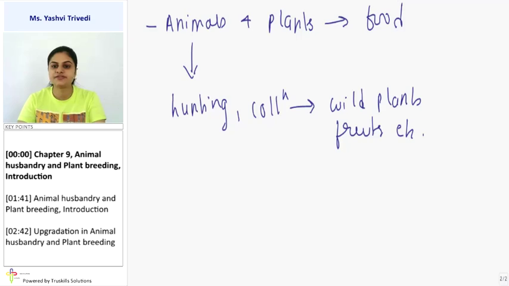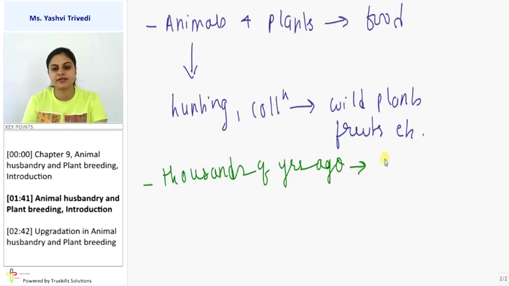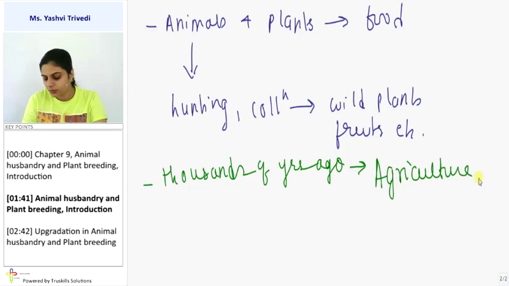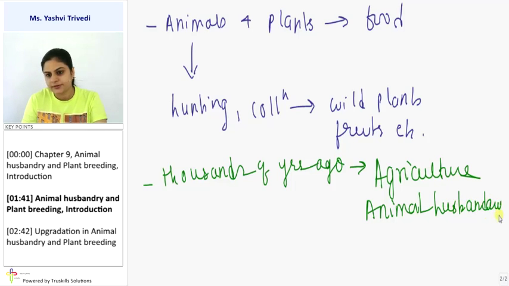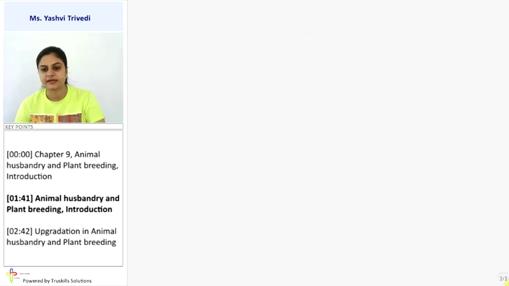Then thousands of years ago, a method called agriculture started, and along with that, animal husbandry was also started. So basically these two methods are there for fulfilling the food requirement of the organism. For that, from thousands of years ago, we have been following the method of agriculture as well as animal husbandry.